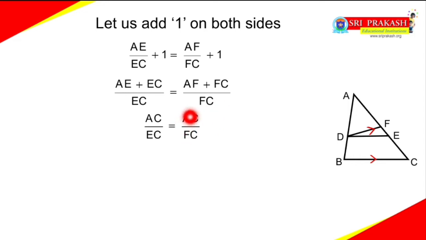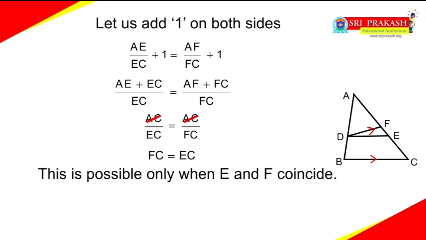Now let us cancel AC from both the sides. Then it remains FC is equal to AC. Children, from figure, is this possible? No. Children, this is possible only when E and F coincide. It means when they are at same place.